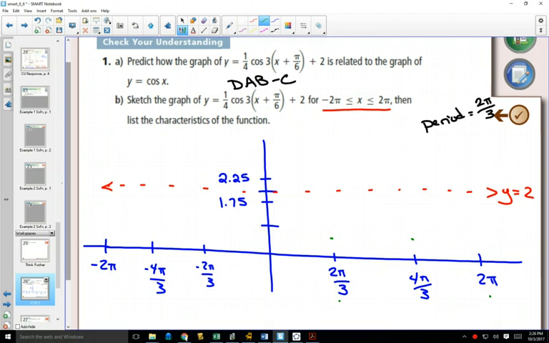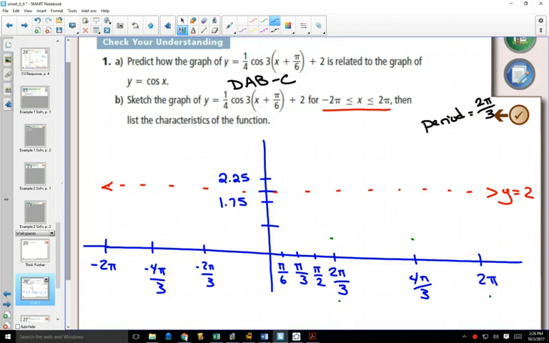So once we've got our period, as far as finishing up the DAB part, you need to divide your period into 4 equal sections. So here's our period of 2 pi over 3. We need to cut that in half. What's half of 2 pi over 3? Half of pi over 3 would be? And this one, 1 pi over 6, 2 pi over 6, 3 pi over 6. 3 pi over 6 reduces to pi over 2.